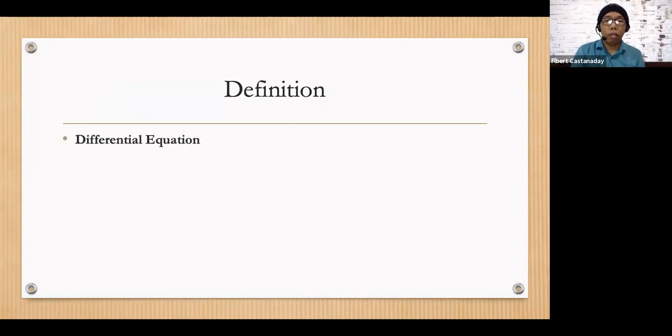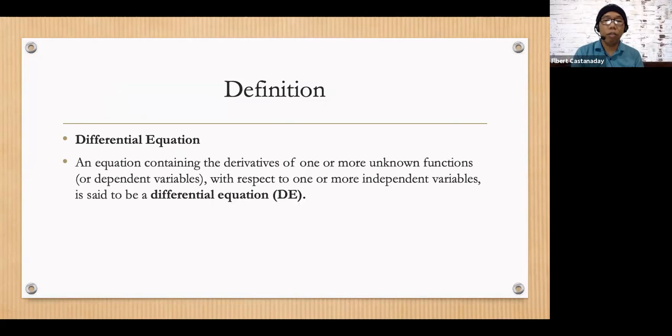Yeah. So our first term here is differential equation. So what is a differential equation? It's an equation containing derivatives of one or more unknown functions, or these unknown functions can be called dependent variables, with respect to one or more independent variables, okay? So that is a differential equation. Or to rephrase, a differential equation is an equation containing an unknown function and its derivatives. Yeah, to simply state that definition.